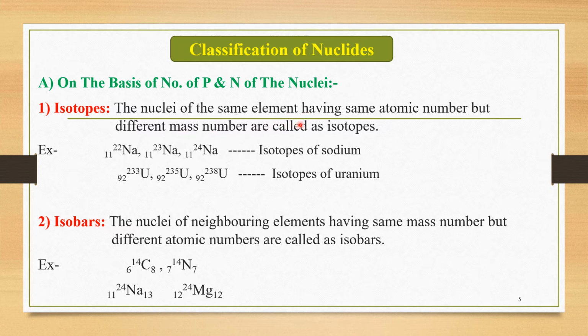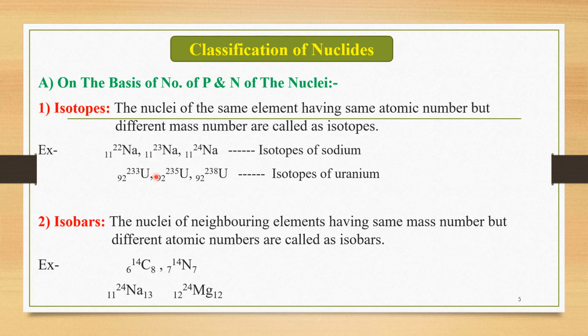So, if the nuclei of the same element have the same atomic number but different mass number, then those nuclei are called isotopes of each other. As an example, consider isotopes of sodium, which has atomic number 11. In each of these three nuclei, the atomic number is constant at 11, but as far as the mass number is concerned, the first sodium has mass number 22, the second 23, and the third 24. So we can say that these three nuclei of sodium have the same atomic number but different mass numbers, so they are called isotopes of each other.